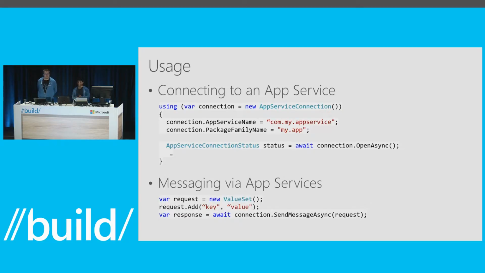After that, you're ready to start messaging. What you need to do is create your value set, and then you call send message async again, and you can start sending messages between these two applications. Let's look at what's happening under the hood here.